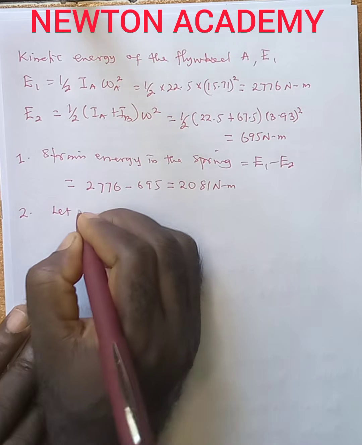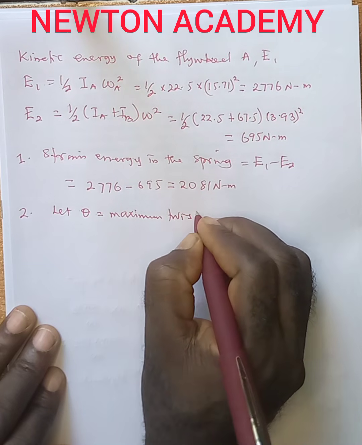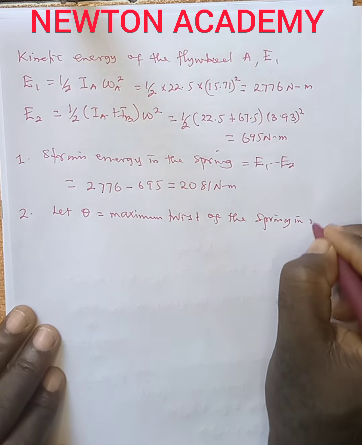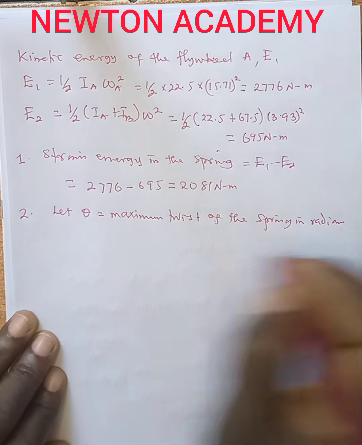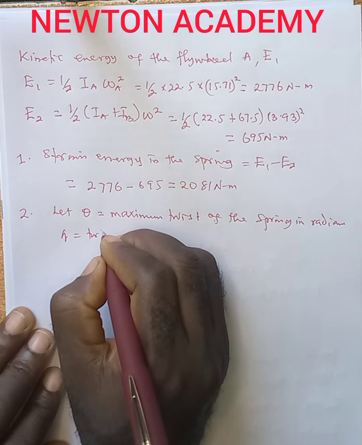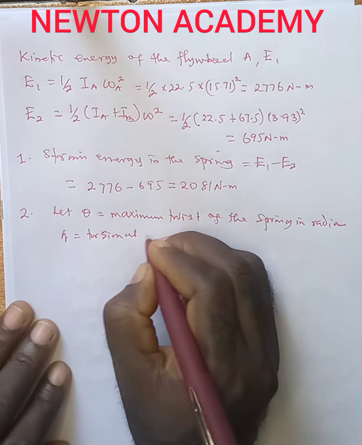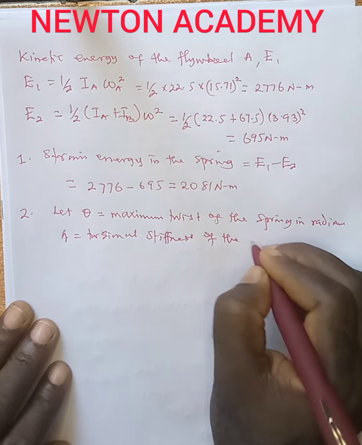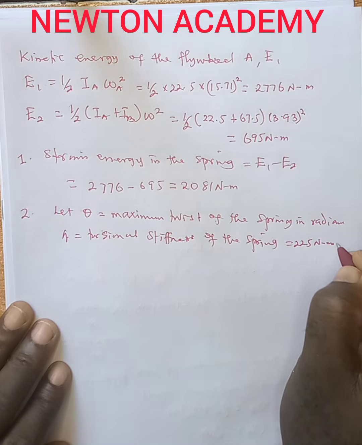Then the second question there, we have to calculate the maximum twist of the spring. So let theta be the maximum twist of the spring in radian, and we know that K is the torsional stiffness of the spring, and we're already given as 225 Newton meter per rad.